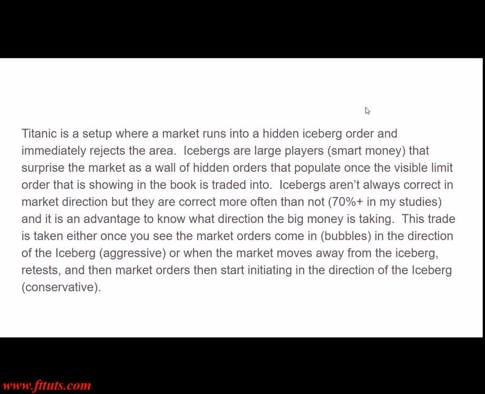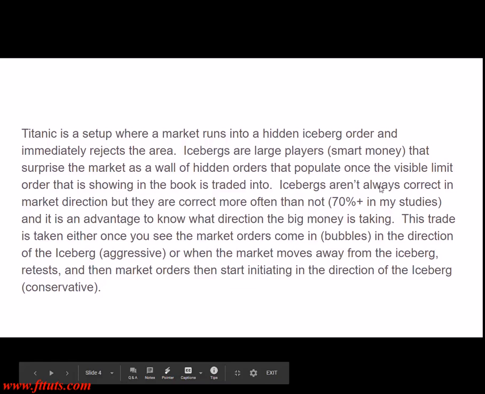Icebergs aren't always correct in market direction, but they are correct more often than not, 70% plus in my studies, and it's an advantage to know what direction the big money is taking. This trade is taken either once you see the market order bubbles come in in the direction of the iceberg, that's the aggressive entry, or when the market moves away from the iceberg, retests, and then market orders start initiating in the direction of the iceberg. That's conservative. We'll go over the different examples like we did with the Dumb and Dumber setup.